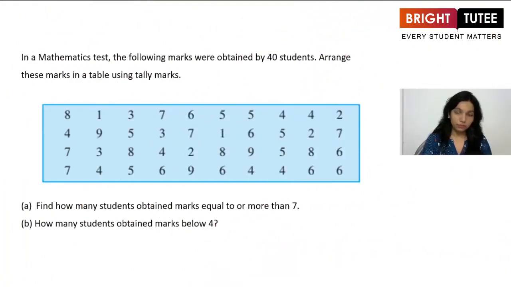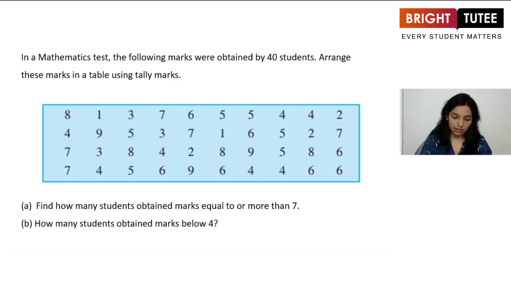The next question here says that in a mathematics test, the following marks were obtained by 40 students. Arrange these marks in a table using tally marks. So we are going to do the tally mark table in order to read this particular data that is given in the form of numbers that you can see in the whole block. We have got so many numbers written, right? So we are going to read all these numbers and form a frequency distribution table using the tally marks.